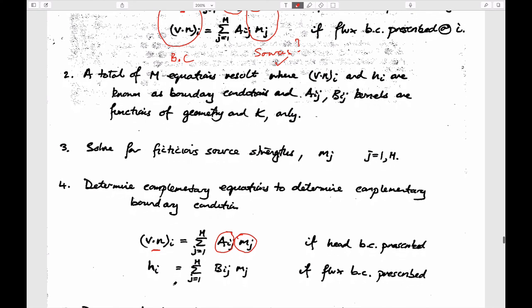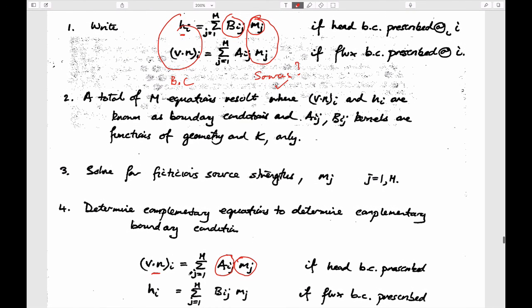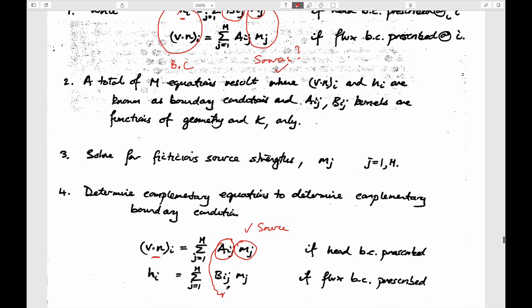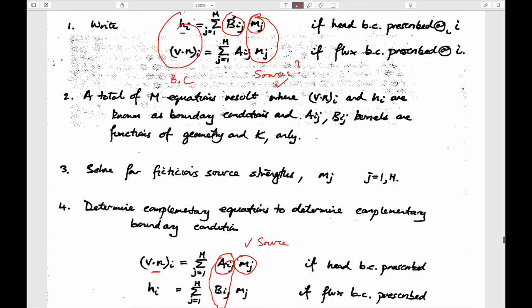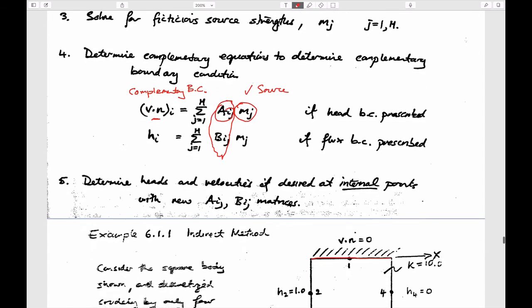Once we know that, we can write a complementary set of equations, which are, if you like, the opposite of this, where we solve for the known source strengths, which are these. We know all of these geometric factors. You see they're switched. And if you like, we solve for the complementary BCs. And once we've got the complementary BCs, we have our solution. If we wanted to calculate the magnitudes inside the boundary, we could also do that as well. So this is the deal.